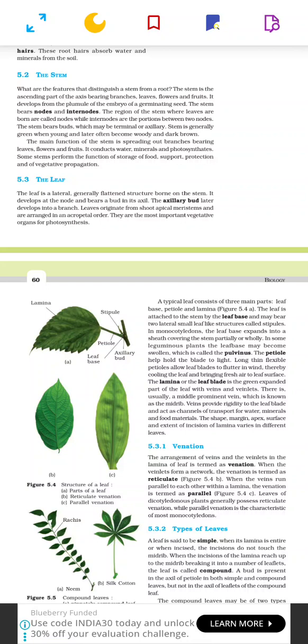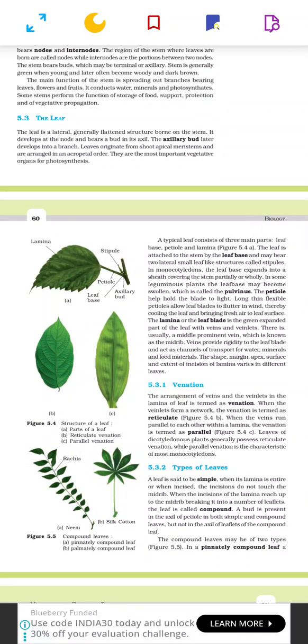In figure 5.4a, there is a structure of the leaf where you can see the stipule, axillary bud, leaf base, which is swollen in the Leguminosae family and is called the pulvinus, and a petiole which connects the leaf blade with the axillary bud or the stem, and there is a lamina, that is the leaf blade.